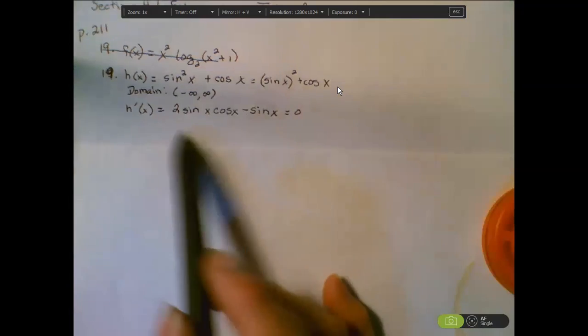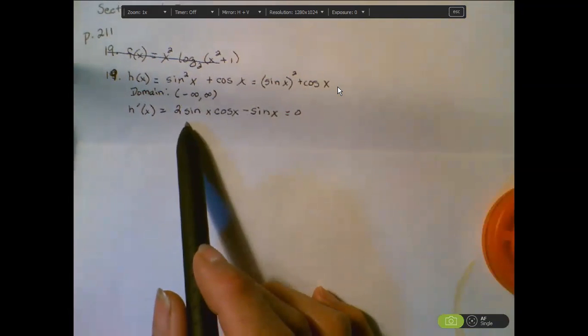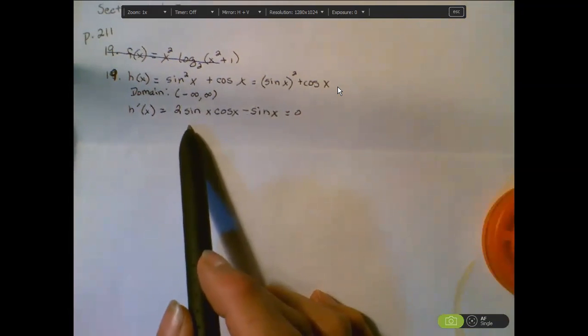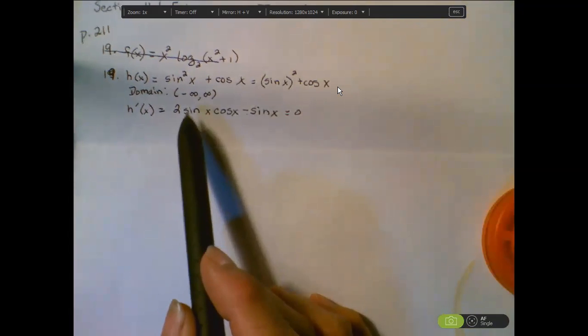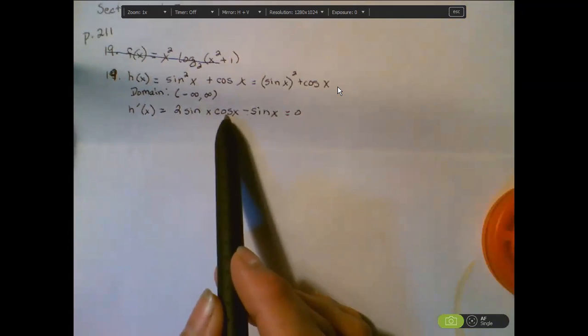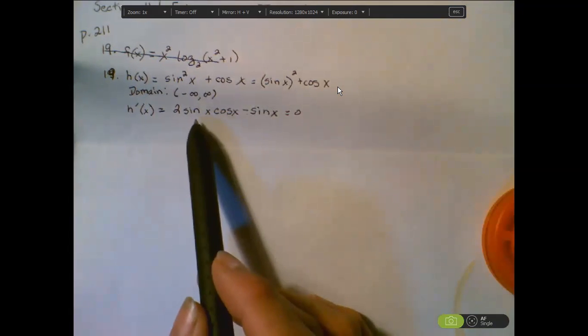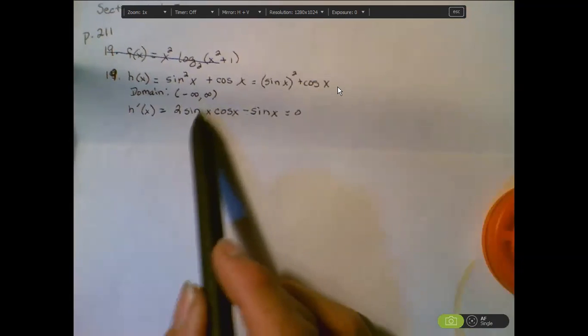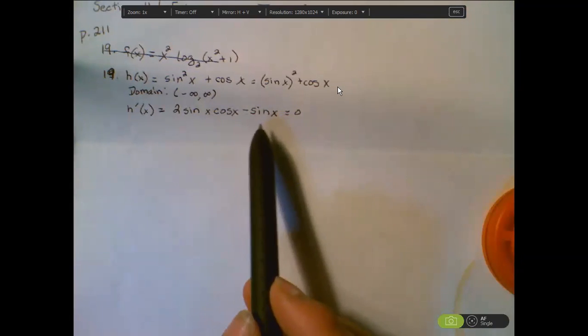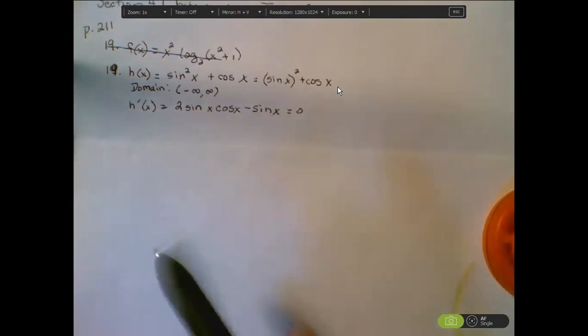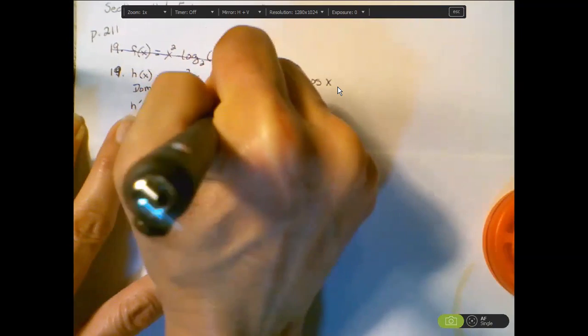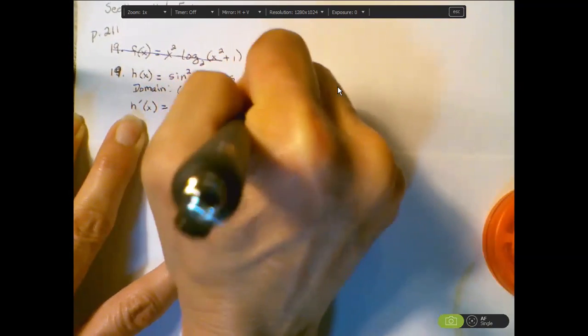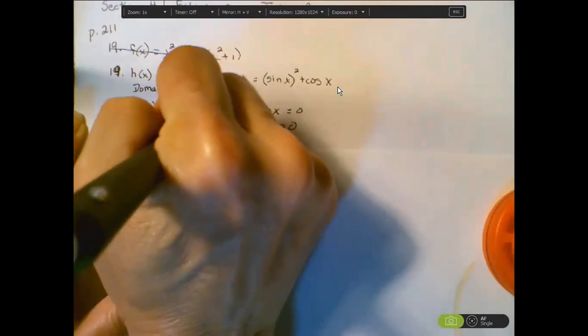Now, I just happened to notice something else, and it wouldn't matter if you notice this or not, but actually, that would make it harder. I was just thinking 2 sine x cosine x is the double angle formula for sine of 2x, but then it would be harder to solve if you had a sine of a 2x and a sine of a 1x. You couldn't factor out anything. So let's go ahead and do what Ivy said. Let's factor out a sine x and set each factor equal to 0.